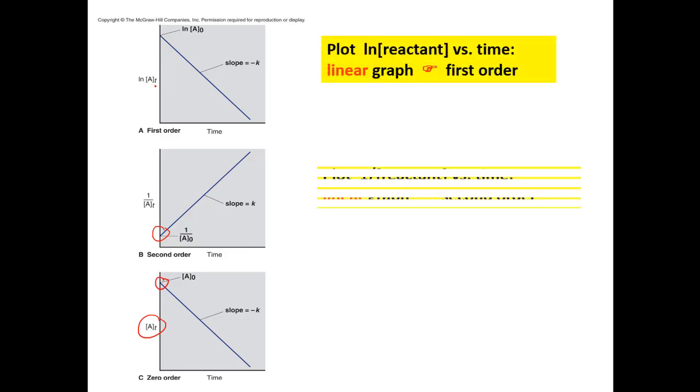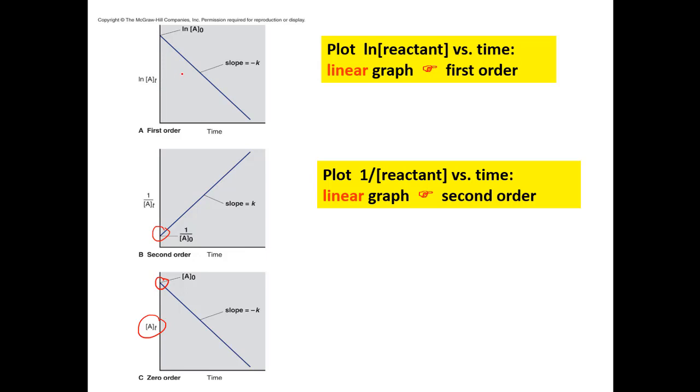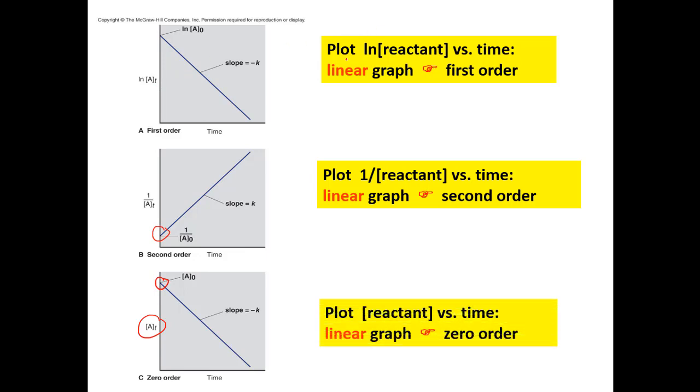Okay, so when you plot ln concentration against time, you dapat linear graph macam yang kat sini ni, negative slope ni dia adalah first order. Okay, kalau you plot 1 over concentration against time, you dapat linear graph macam ni, positive slope dan ada y-intercept, dia adalah second order.